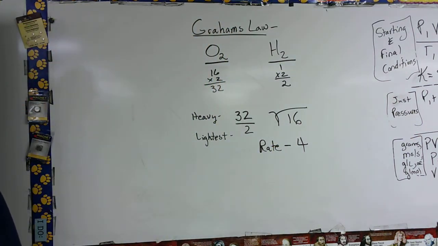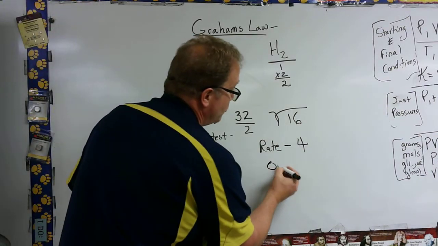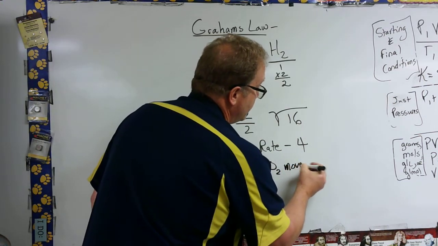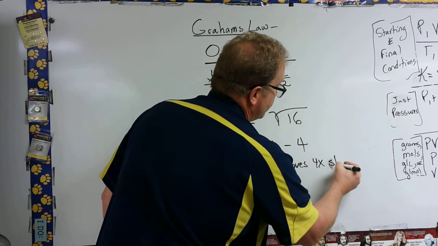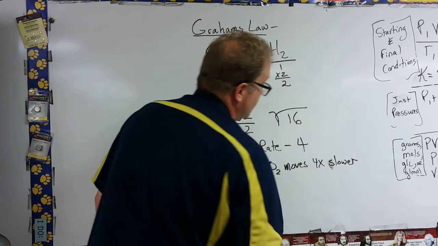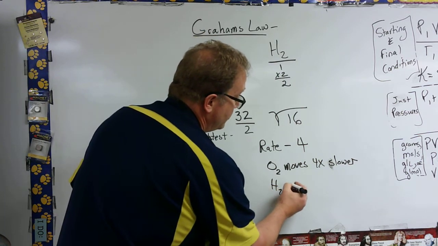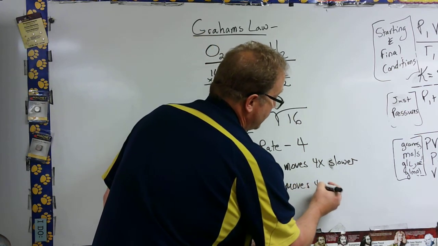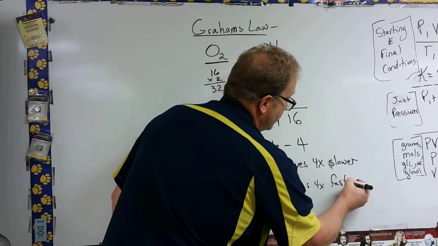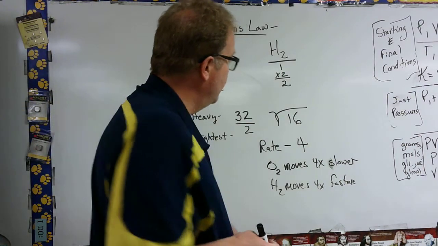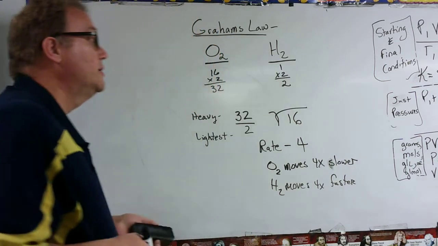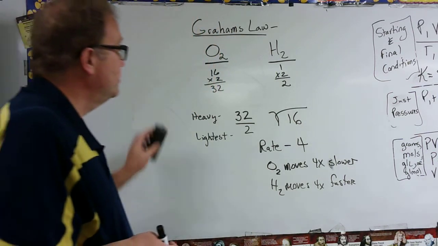And my rate for oxygen as opposed to hydrogen is O2 moves 4 times slower than hydrogen, or H2 moves 4 times faster than oxygen. Again, we're talking about rates, slower, faster. Heavier gases move slower, lighter gases move faster.